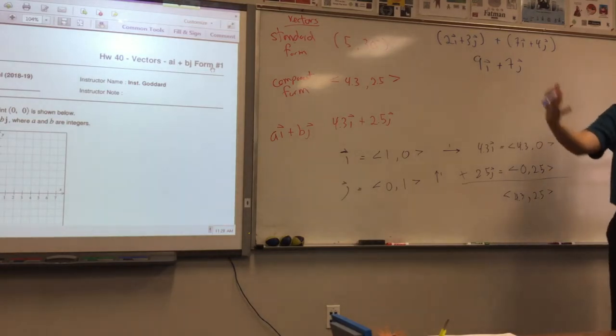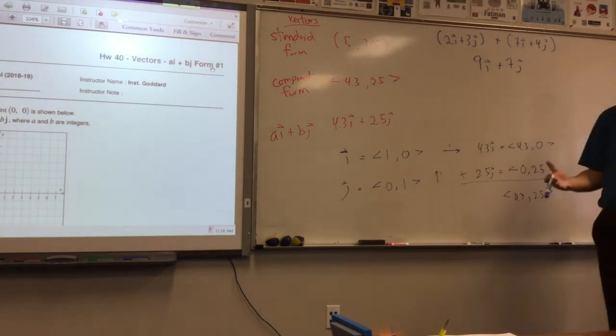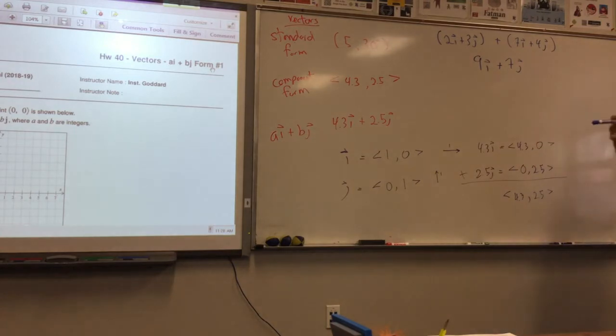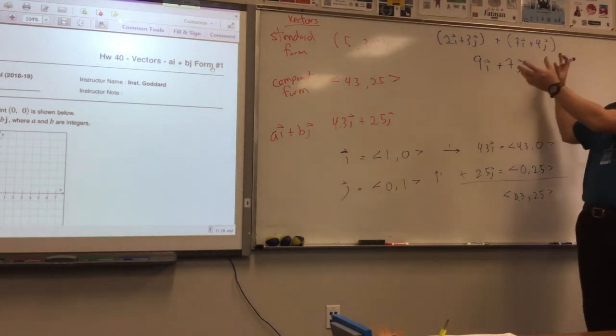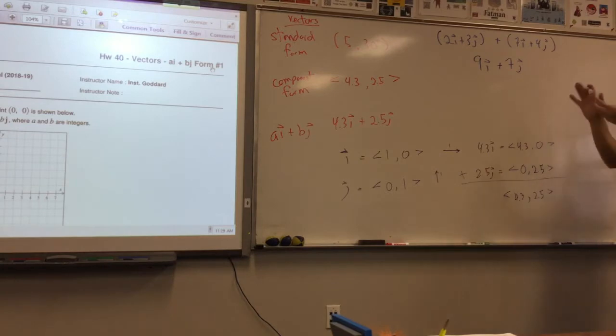Algebra is a fully developed discipline, and there's all sorts of stuff that we can do with algebra. So if we can make vectors look like algebra, then we can start doing some pretty cool stuff, because we know algebra really well. Like we can do combining like terms and things like that, right?